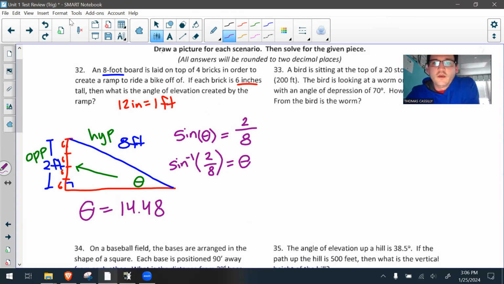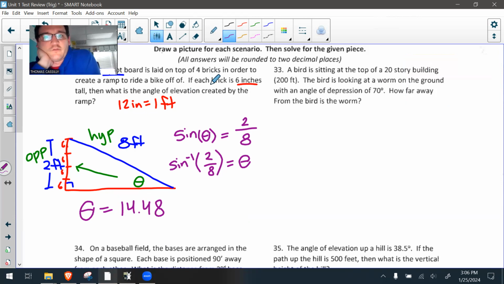Right. Next one, a bird. Bird is sitting on top of a 20-story building, 200 feet. So the building's 200 feet. That's good to know. Bird is looking down at a worm on the ground with an angle of depression of 70 degrees. This is where we're going to get some mistakes here.